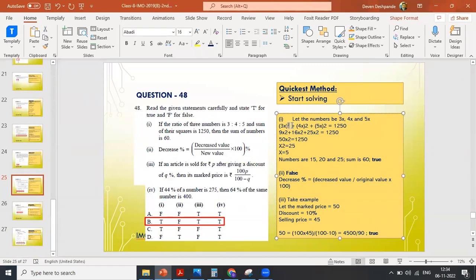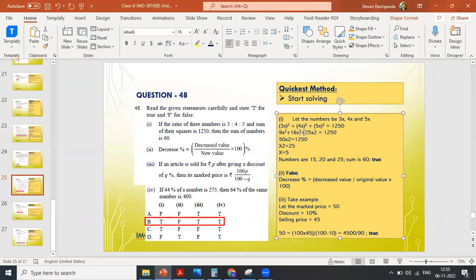So let the numbers be 3x, 4x and 5x, because the ratio is 3 is to 4 is to 5. So the sum of their squares is 1250. So 3x square plus 4x square plus 5x square is 1250, isn't it?